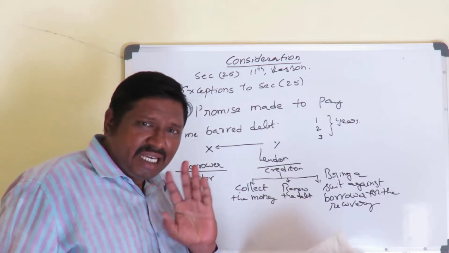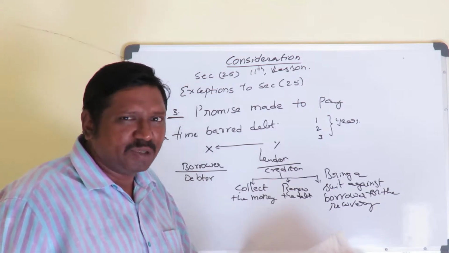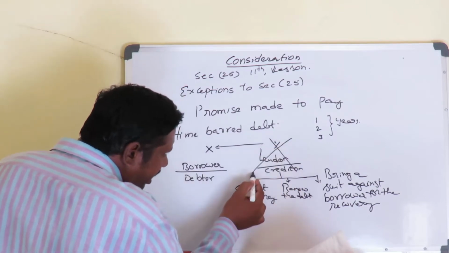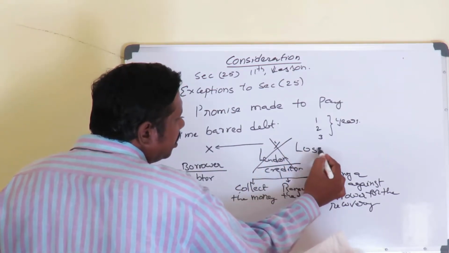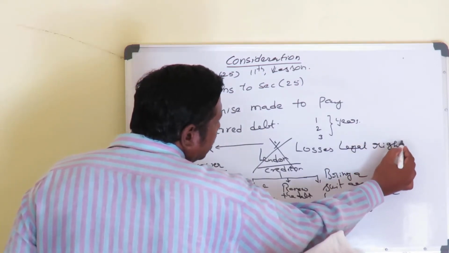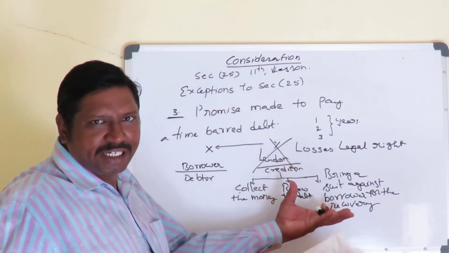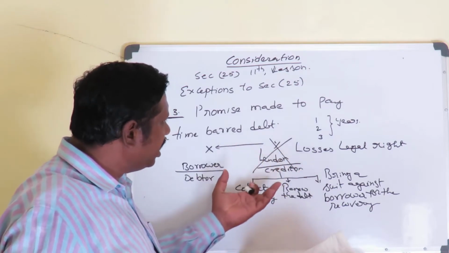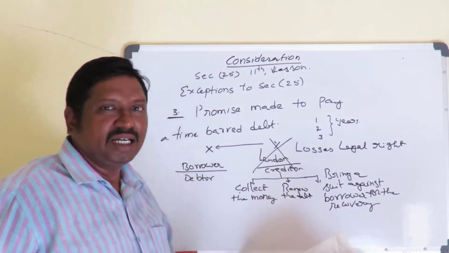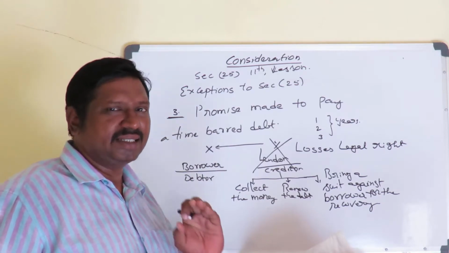Without doing any of these acts within the 3 years, once the 3 year period has lapsed from the date of the borrowing, the lender loses the legal right. Why? When the 3 years lapse without any action taken by the lender, he loses the legal right of recovery. Hence, it becomes a time barred debt.